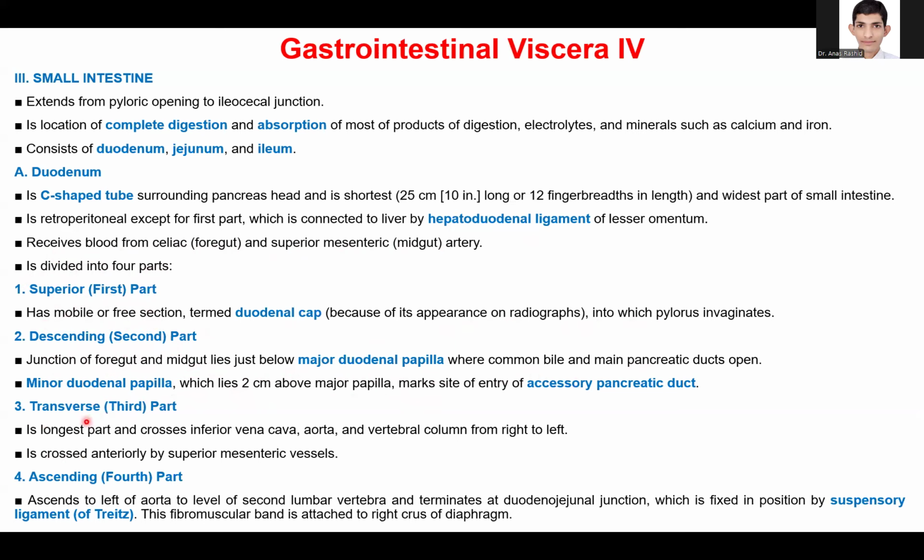Then the transverse or third part is the longest part and crosses the inferior vena cava, aorta, and vertebral column from right to left, and is crossed anteriorly by the superior mesenteric vessels. The ascending fourth part ascends to the left of the aorta to the level of the second lumbar vertebra and terminates at the duodenojejunal junction, which is fixed in position by the suspensory ligament of Treitz. This fibromuscular band is attached to the right crus of the diaphragm.